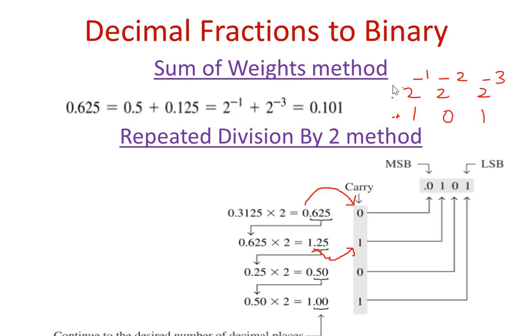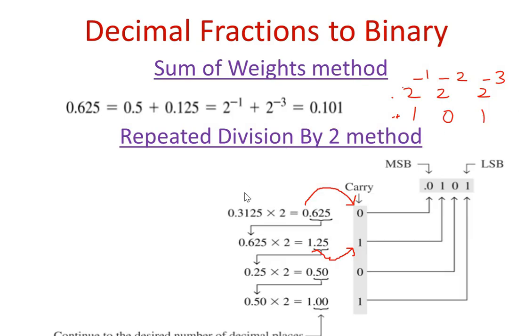And for the representation after the decimal point, if 2 power minus 1 is present, we place 1 in the position of 2 power minus 1. Here 2 power minus 2 is missing, so we place 0 in the position of 2 power minus 2. And in the position of 2 power minus 3, we place 1. So the binary equivalent for 0.625 is 0.101 in the sum of weights method.